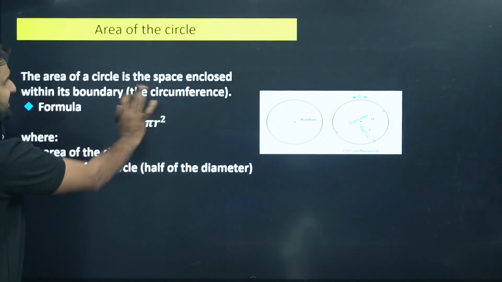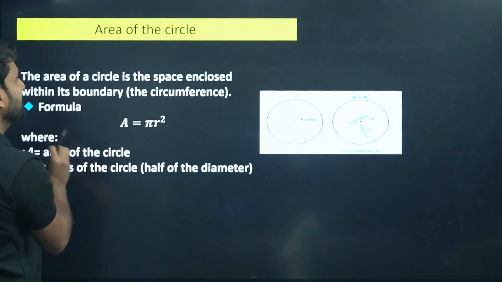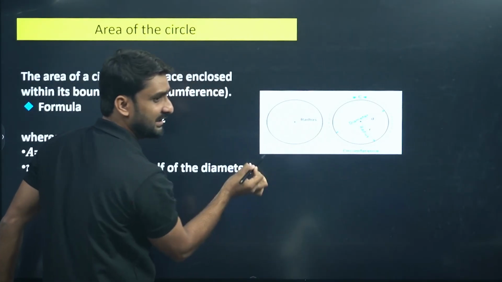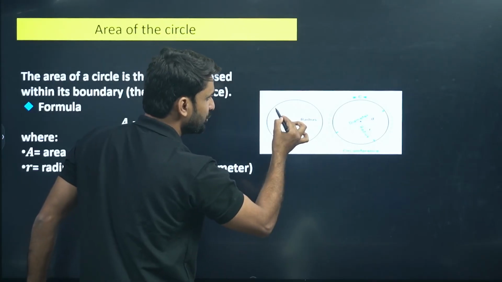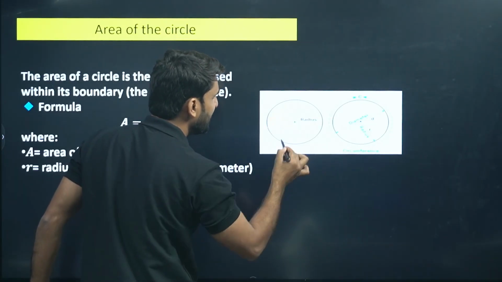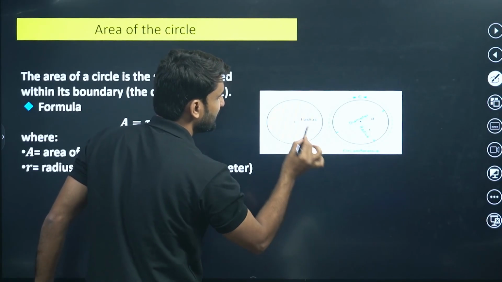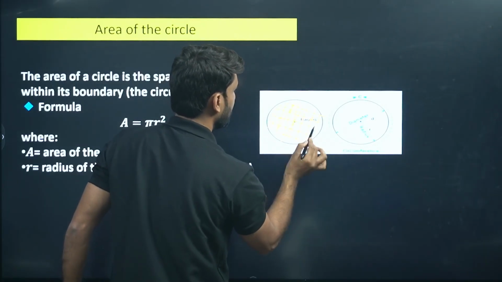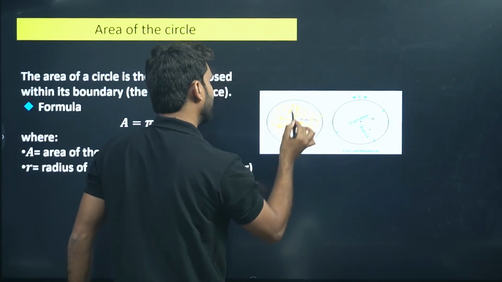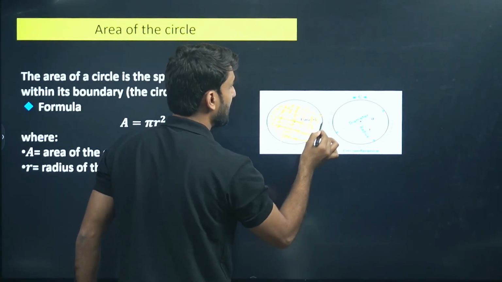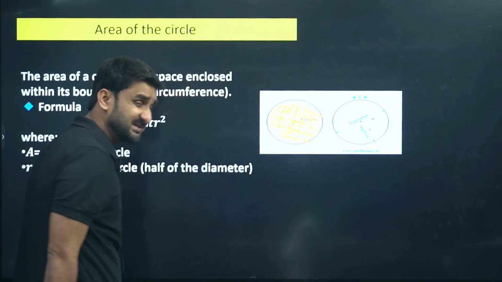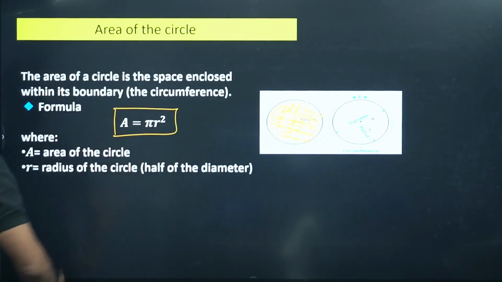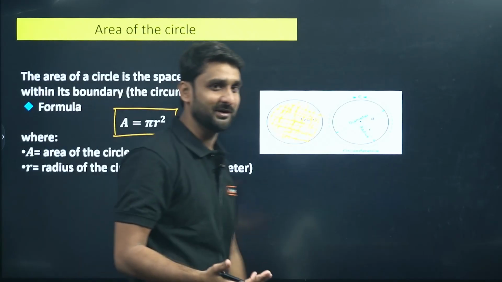The area of a circle is the space enclosed within its boundary, the circumference. If this is a circle here with a radius, this is the area. Whatever area is enclosed by the circle is called the area of the circle. Now the question arises, how can we calculate the area of the circle? Is there any formula? Yes, there is a formula to calculate the area of the circle, that is pi r square.